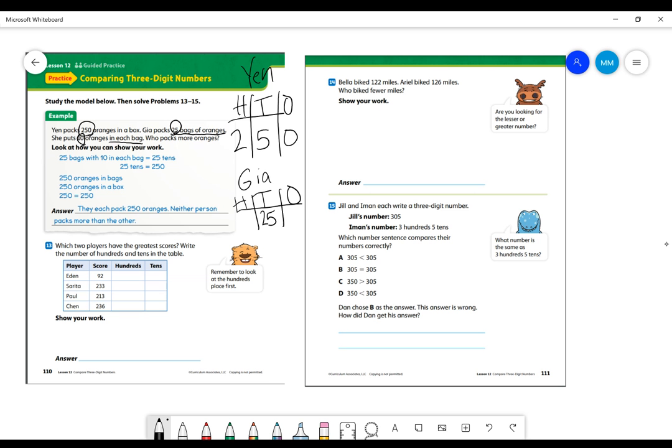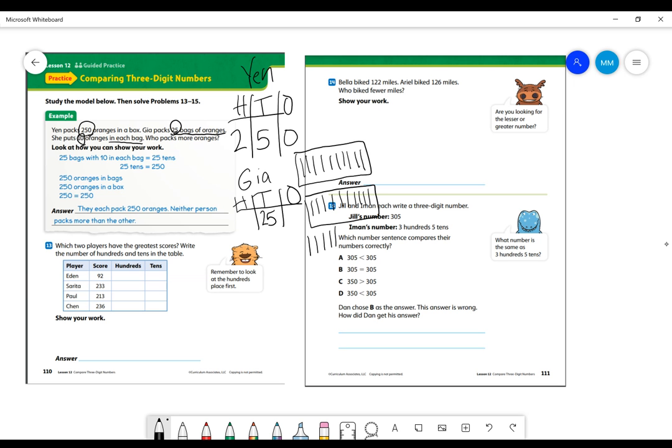Remember when we talked about how hundreds have 10 groups of 10? So Gia would have 10 groups of 10 to make 100. 1, 2, 3, 4, 5, 6, 7, 8, 9, 10. So there's 10, 11, 12, 13, 14, 15, 16, 17, 18, 19, 20, and 5 more. So Gia had 25 bags of oranges. Each bag had 10 oranges.